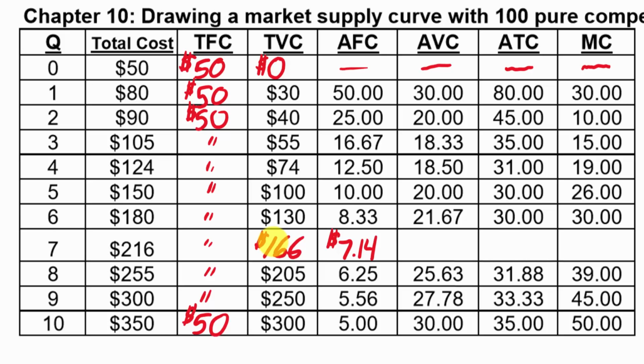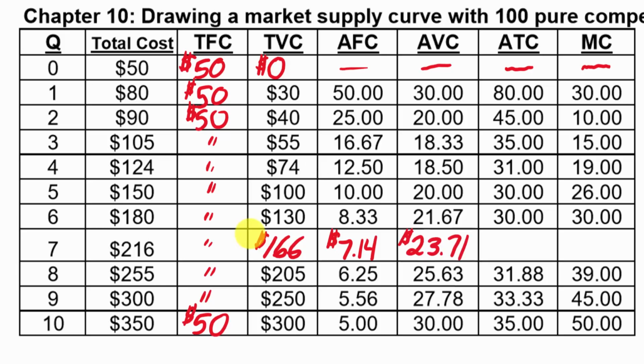Average variable costs. We're asking if we take those variable costs of $166 and we divide those by 7 units, we want to know how much are we spending on labor and materials costs per unit. So what's 166 divided by 7? I'm getting $23.71.